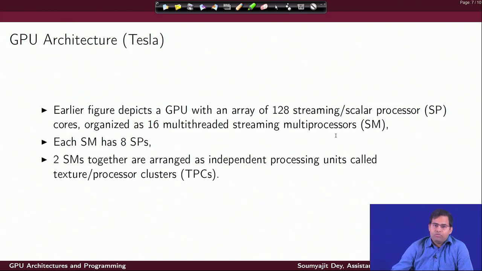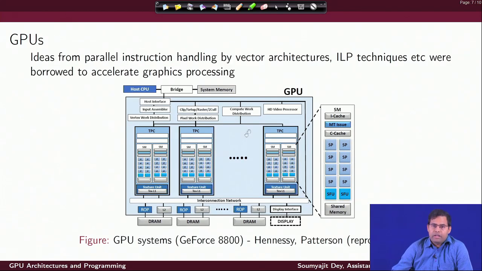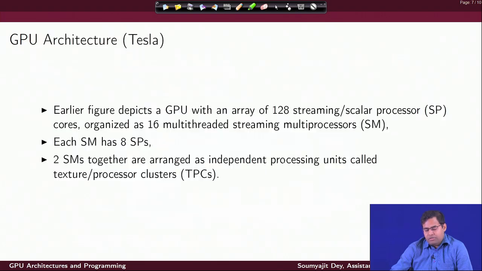If we go back to this figure, as we said, there is a hierarchy here. Inside this hierarchy, I have 16 of what we call streaming multiprocessors, SMs. Inside each of them, we have 8 scalar processors or streaming processors, the SPs. Overall, I have got 128 streaming or scalar processors.